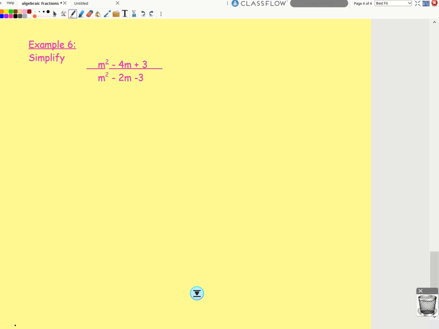And last but not least, okay, we finally made the end of it. Example number 6. You can see here that both your top and your bottom line will factorise. So I'm going to take them separately out the side. We're going to do the top. And I'm going to have m squared minus 4m plus 3. That's a trinomial, so we're going to end up with double brackets. m at the start of both brackets because we're dealing with the letter m there.